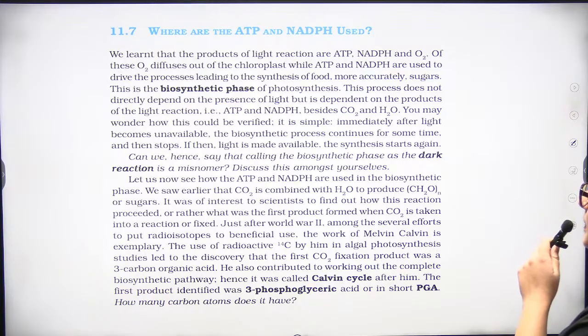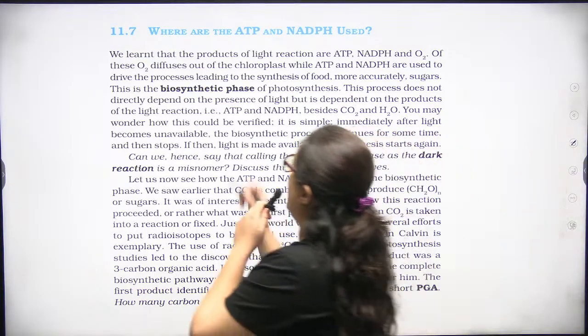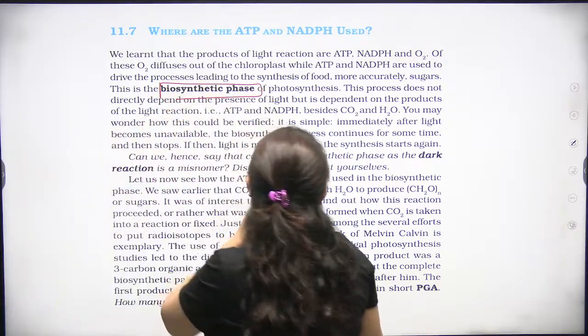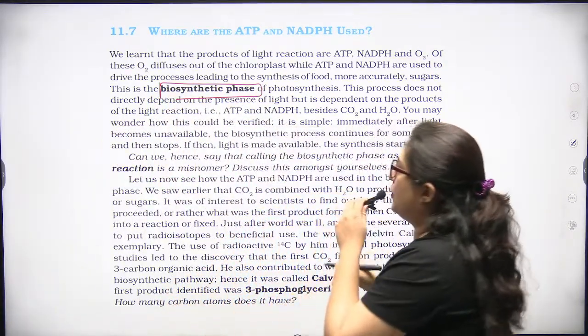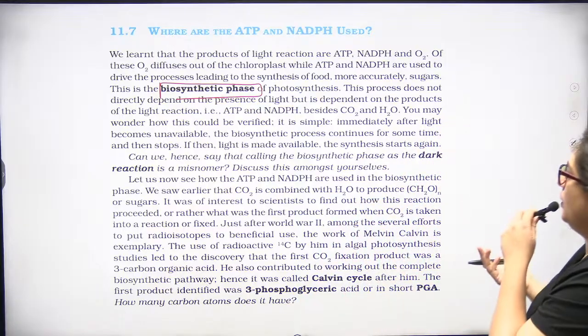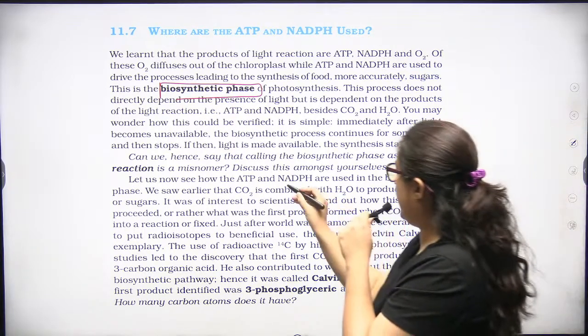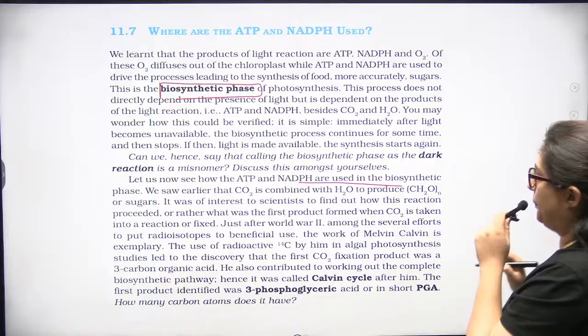Where are the ATP and NADPH used? They are all used in the phase that is biosynthesis. This process does not directly depend on the presence of sunlight. Immediately after light becomes unavailable, the photosynthetic process continues. Now, let us see how the ATP and NADPH are used.